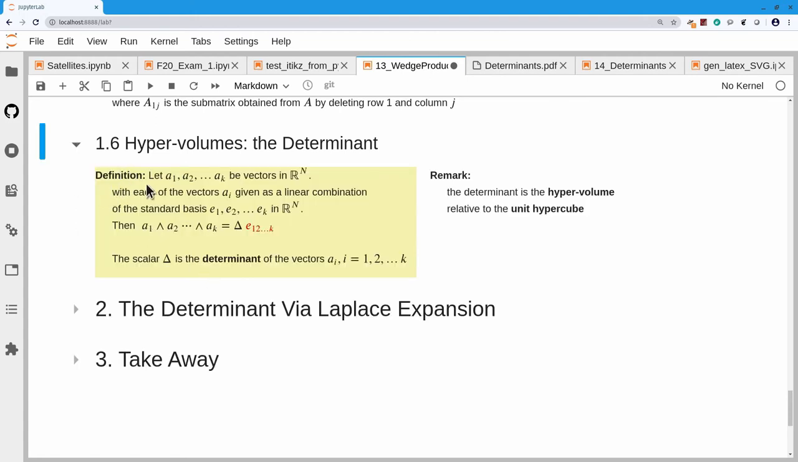For right now, let's introduce the definition of the determinant. Therefore, I have my vectors A1 through AK. I'm expressing them in terms of, let's say, the standard basis E1 through EK, so the same number of vectors. And when I do the computation, when I wedge the A1, A2 through AK together, I'll get a single number times E1, E2, EK. I'll get that the hypervolume defined by the vectors A is equal to some number times the hypervolume of our reference E1, wedge E2, wedge EK. That number is the determinant, the hypervolume with respect to our reference hypervolume. And for the standard basis, that's a unit hypercube.